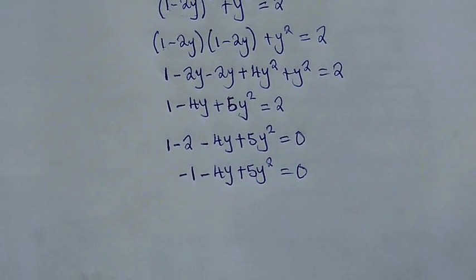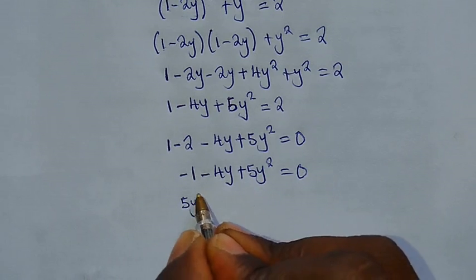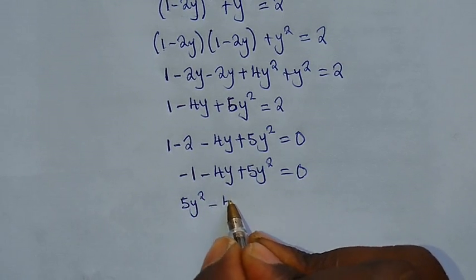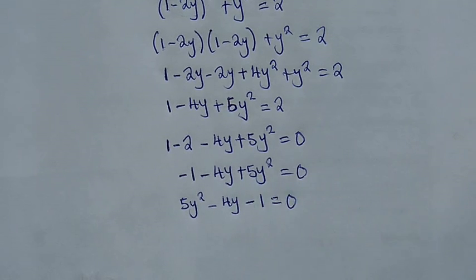So you can see that we are having a quadratic equation. So we can rearrange this quadratic equation where we have 5y squared minus 4y minus 1 is equal to 0. So this is the quadratic equation. Now we can solve it quadratically, meaning that we are going to have two values of y, okay, because this y is squared. So how can we solve this quadratic equation?